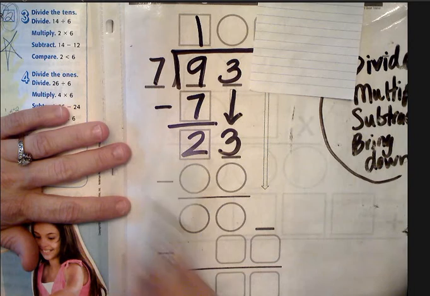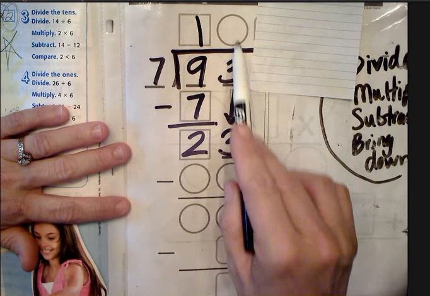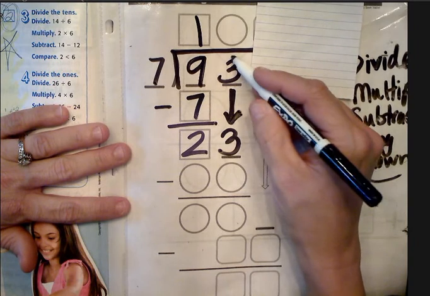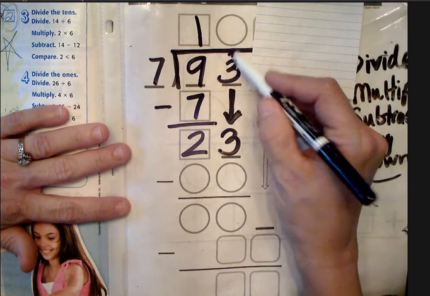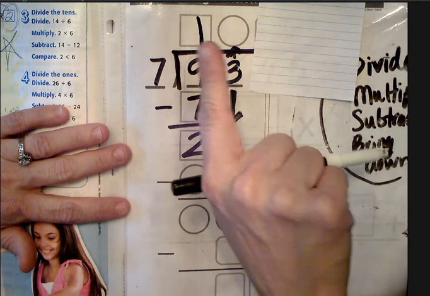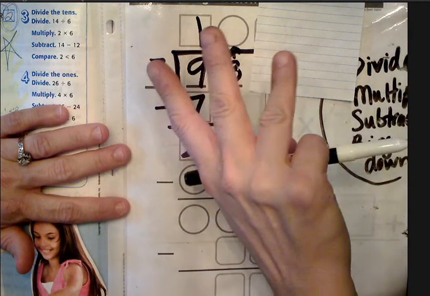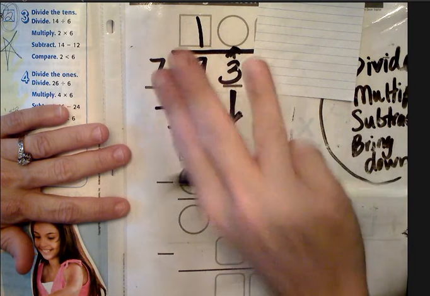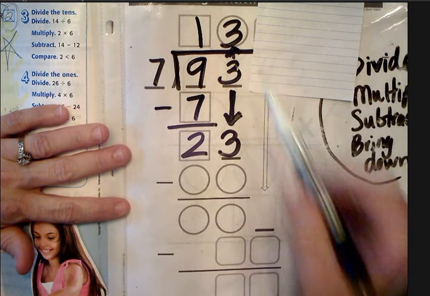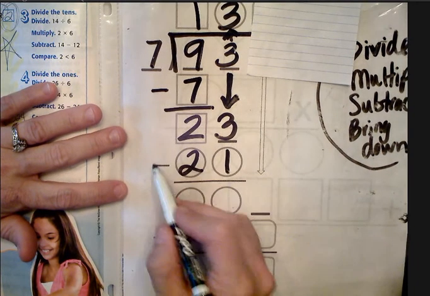But now we're looking at 7 into 23, and my answer is going to go right above the 3. Remember, this arrow is going to be right in line with my answer. It's going to sit right there on top. So 7 goes into 21. Let's see. 7 times 1 is 7. 7 times 2 is 14. 7 times 3 is 21. 7 times 4 is 28. That's too big. So we need the 3. And we put it right on top of that line where that 3 is. 3 times 7, we multiply. It's 21.